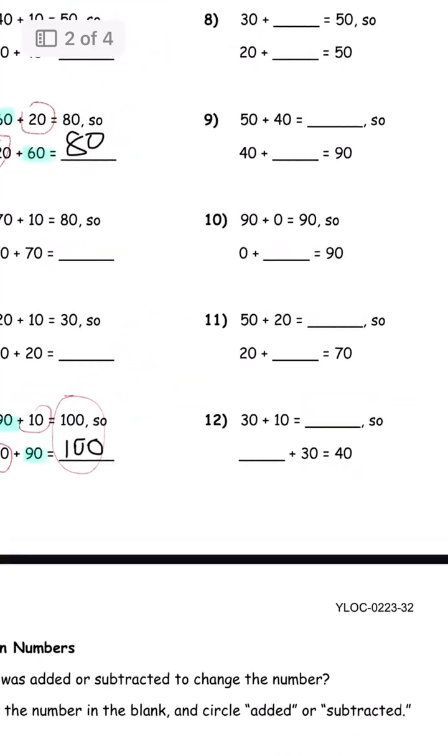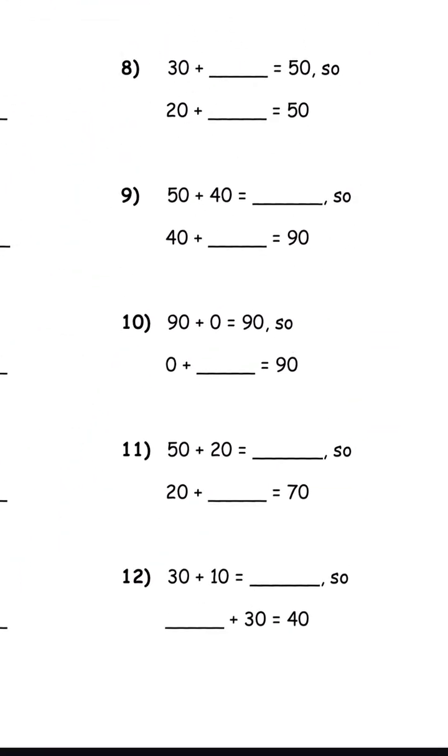Okay, now let's go on. Let's try number 10, and then we can move on to the next page. So it says 90 plus 0 equals 90. So 0 plus what equals 90? Well, when you look at the order, here we have 0, here we have 0, here we have 90. So what number is missing? We know that this 90 is missing, so that is going to be our answer.